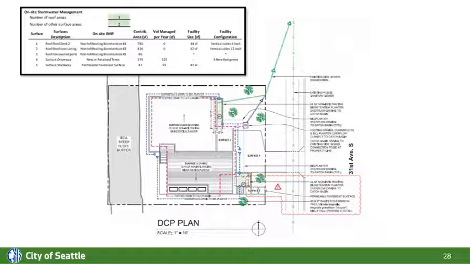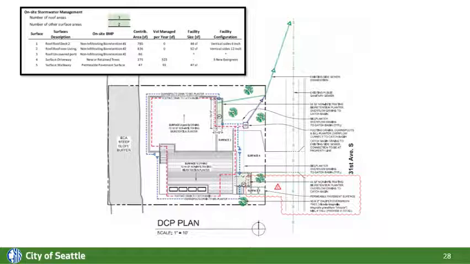So we need to, on the plan, again, it needs to be to scale. So the scale needs to be identified, the north arrow needs to be identified, the street needs to be identified. So as you can see, this is 31st Avenue South. You need to show all of your new and replaced hard surfaces. They need to be clearly labeled with a surface number that's consistent with the on-site stormwater summary sheet.